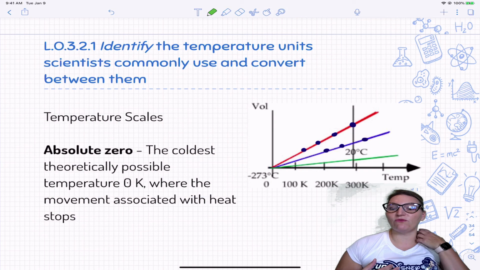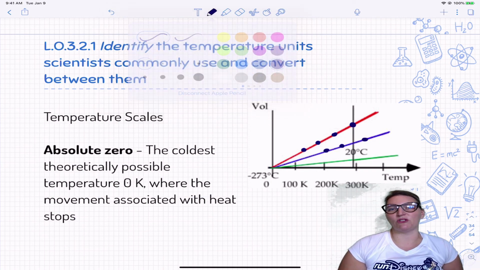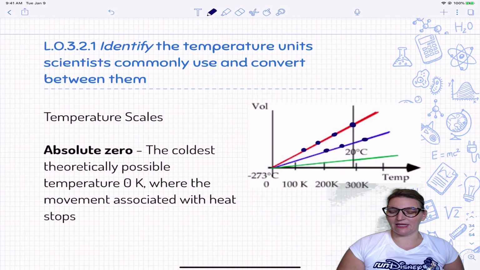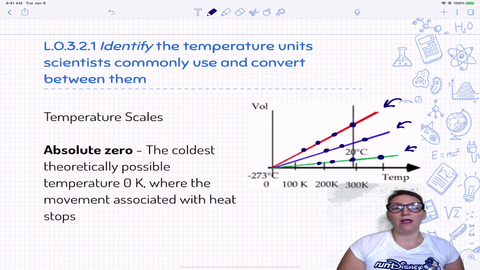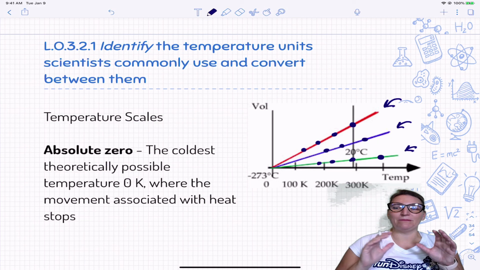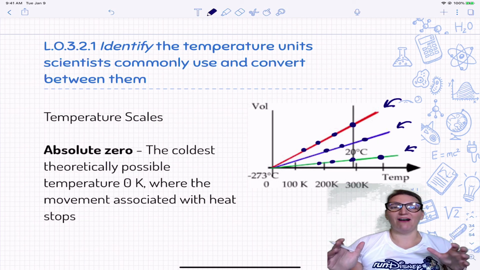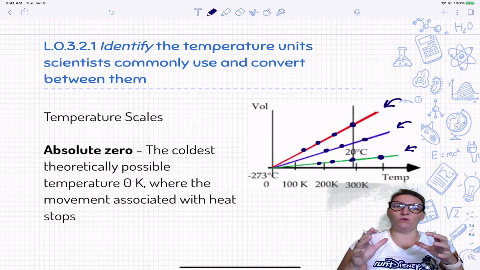So scientists needed to figure out the lowest temperature possible. They did that by taking a series of measurements of different gases. You can see on this picture, the red, the blue, and the green are 3 different gases, and they took readings of their temperature and how it affected their volume. As you cool down a gas, the particles move less, they exert less pressure on whatever container they're in, and their volume becomes smaller.